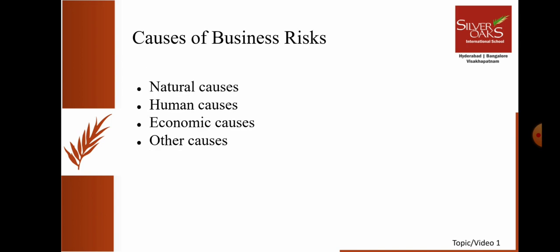The next topic regarding risk is the causes, or what are the major causes of business risk. There are natural causes such as earthquake, flood, drought, and the very current situation we are facing, COVID, right? Then human causes, how sometimes employees in an organization get dishonest and provide your business secrets to other companies or to your competitors.